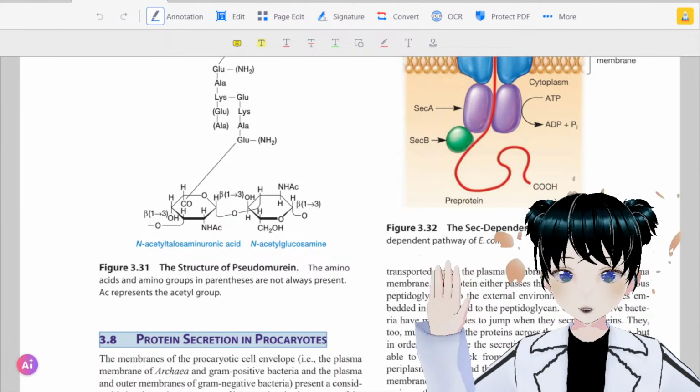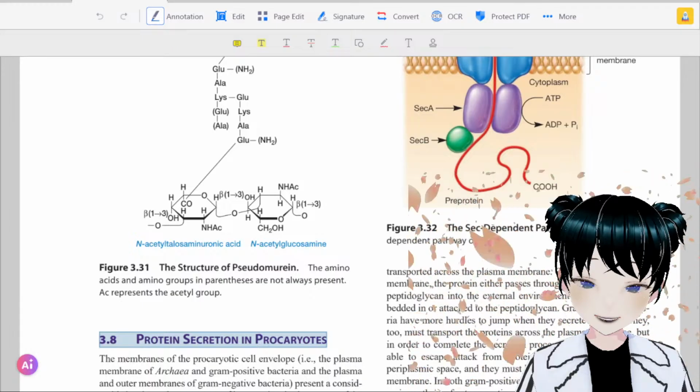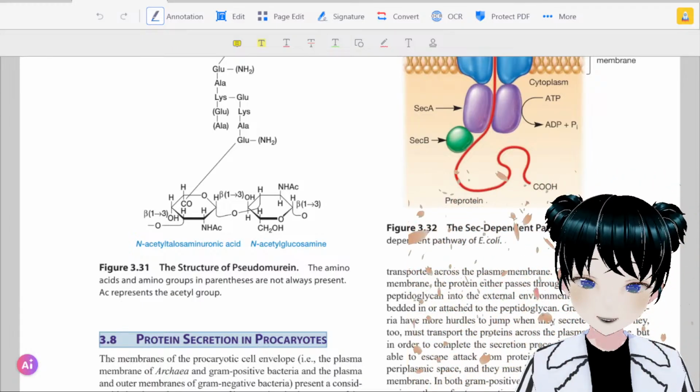Studying Prescott's microbiology after a long time. So, not a long time, I mean, it's been a month, right? I'm not sure if my streams will be regular from now on, but I think I will update the next time I disappear like that.